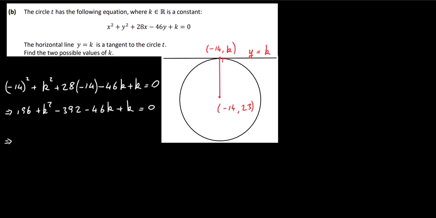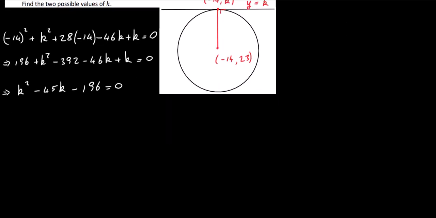Okay, so let's just sort this out. We've got a k squared anyway. Let's add the k's. So we've got these two k's here, −46k plus 1k. That's −45k. And then we've got −392 and plus 196. If you add those two, you get −196, equals 0. So we have a quadratic equation here. This will give us our two answers for k.